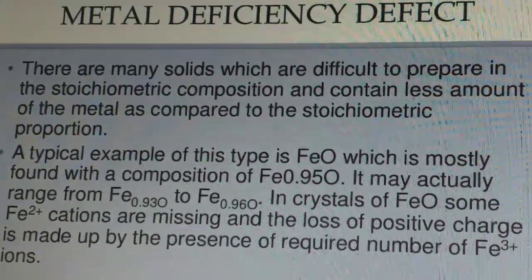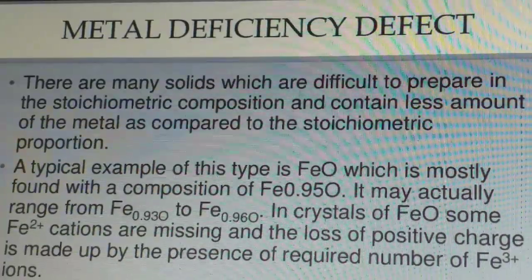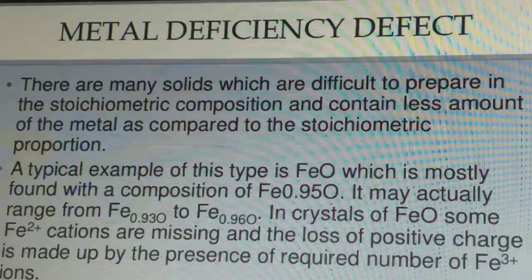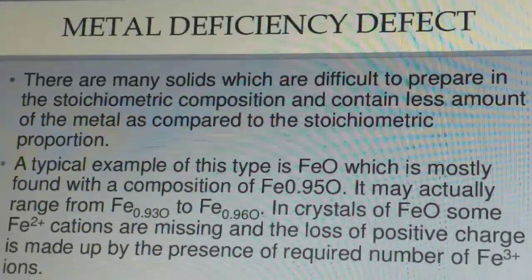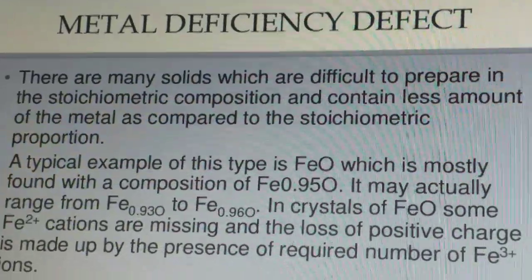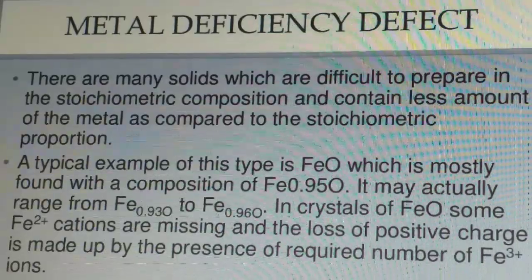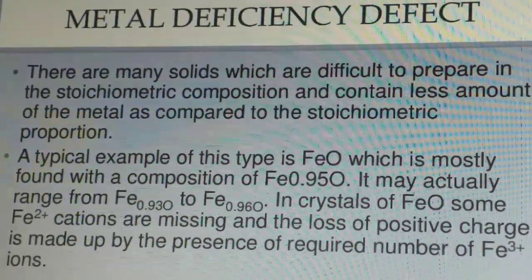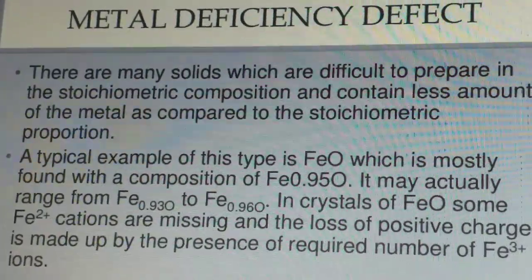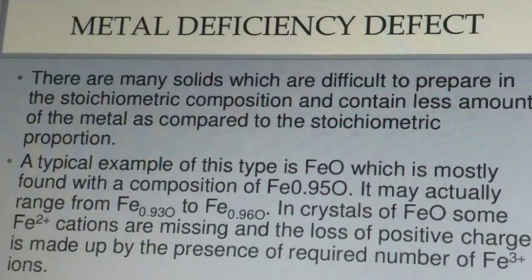Next is metal deficiency defect. There are many solids which are difficult to prepare in the stoichiometric composition and contain less amount of the metal as compared to the stoichiometric proportion. A typical example of this type is iron oxide, which is mostly found in the composition of Fe0.95O. It is not exactly a 1:1 ratio, it is 0.95 to 1 oxygen. It may actually range from 0.93 to 0.96.